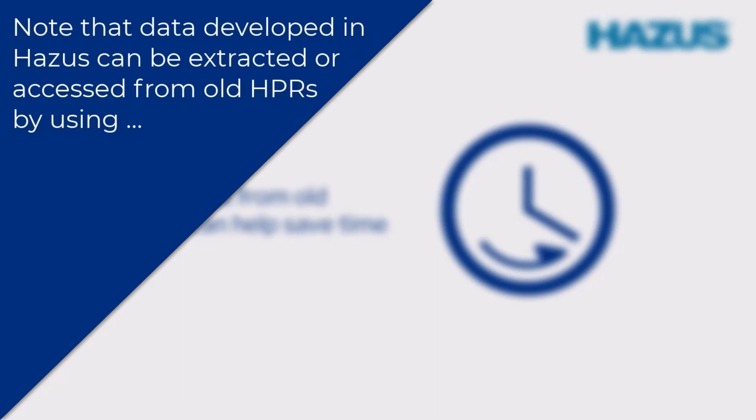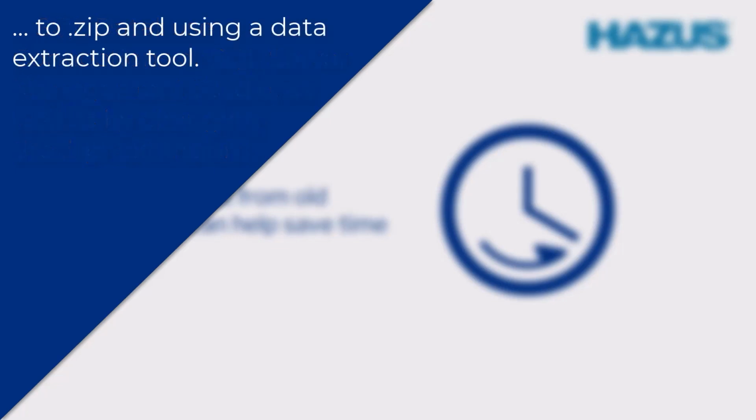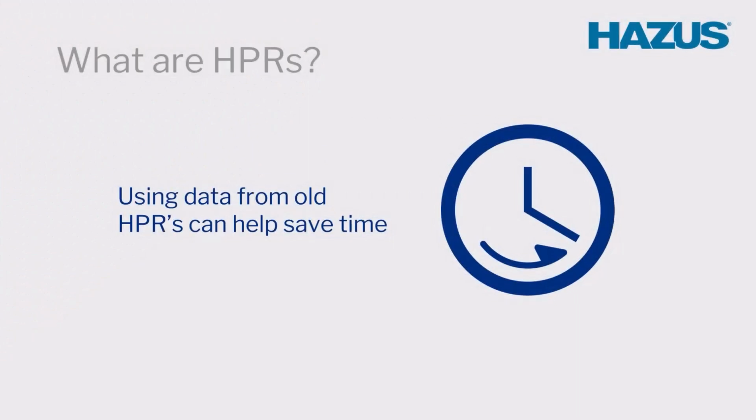Note that data developed in Hazus can be extracted or accessed from old HPRs by using SQL database connections or SQL Server Management Studio, as well as by changing the .hpr extension to .zip and using a data extraction tool. These are covered at the end of this video or within other videos of the Hazus video tutorial series.